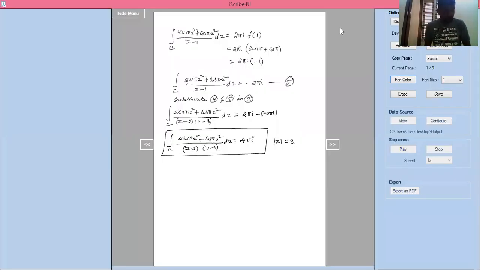Right. Next problem. Evaluate the integration over c of z square plus z plus 1 divided by z minus 2 whole cube into dz over modulus of z equal to 3. Solution.